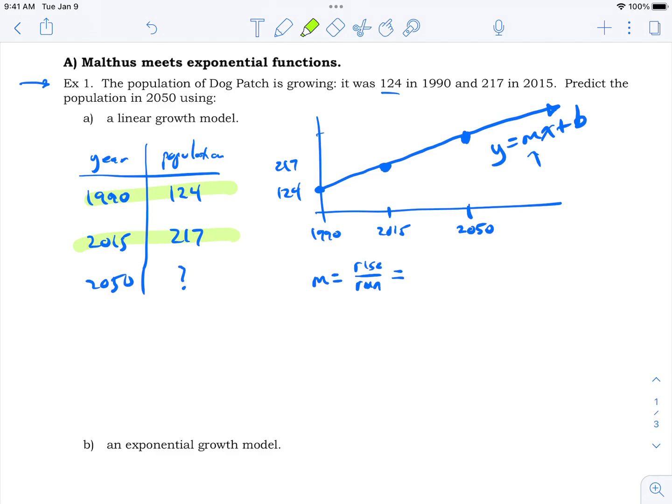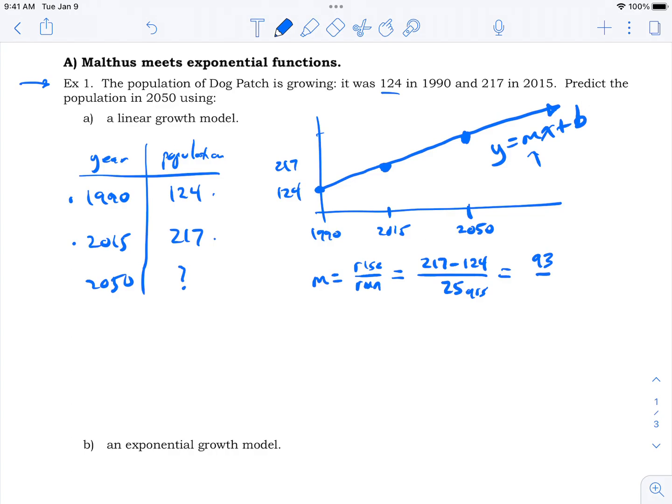So the rise here would be y2 minus y1, which is 217 minus 124, over x2 minus x1. That I will do in my head. I don't want to write down the years. I'll just say it was 25 years. Right, 25 years. So 217 minus 124 is... look at me losing my calculator. What a shame. Okay, 76, 86, 93?